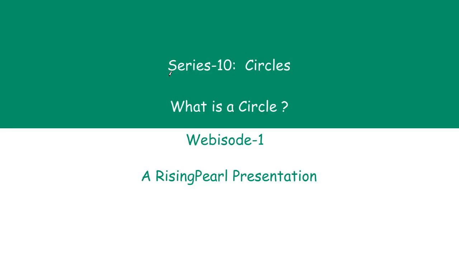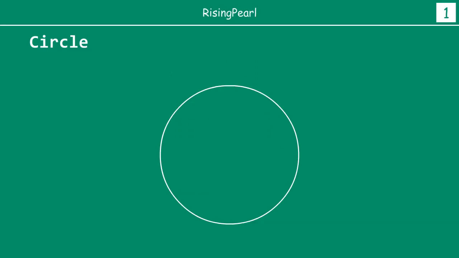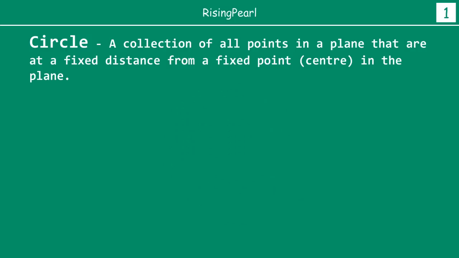Today we are starting a brand new series 10 called Circles. This is episode number 1. We are going to begin by discussing what is a circle. So now friends, we know that circle is a round shape like this. This is a circle. But how do we mathematically define it? Let's try to attempt that.